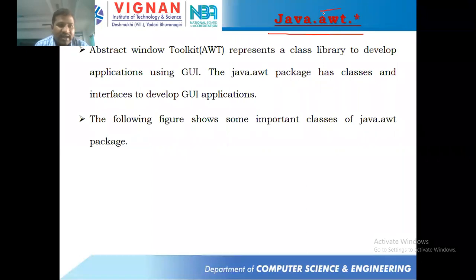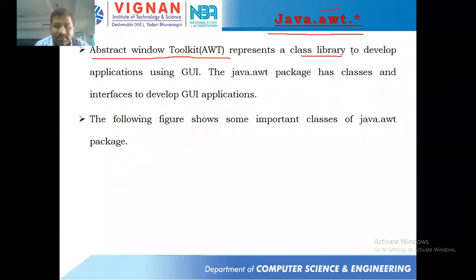First of all, listen that java.awt is one package, which is available in Java API. AWT stands for Abstract Window Toolkit. AWT stands for Abstract Window Toolkit.